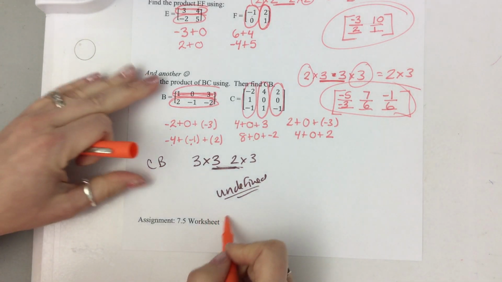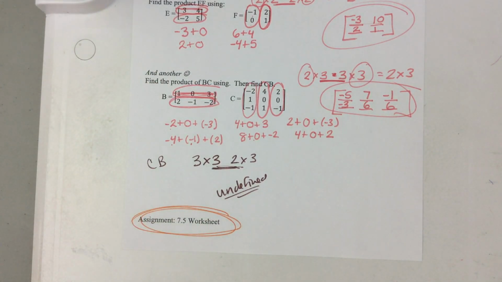Your assignment for 7.5 is to complete a worksheet where you will practice adding, subtracting, using scalars to do multiplication, finding a product. And again, anytime that they give you more than one step, please make sure that you follow the order of operations.